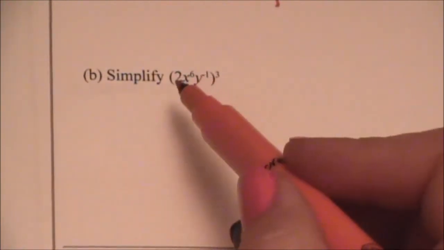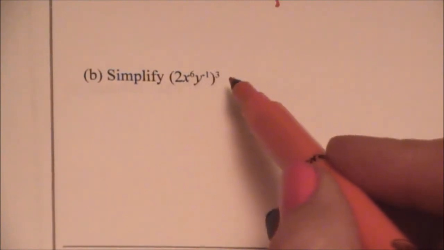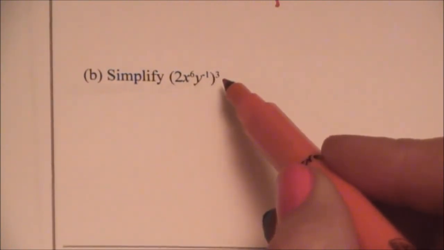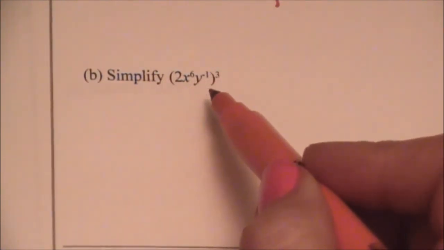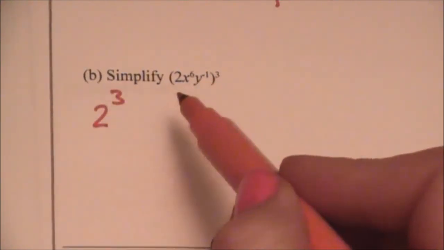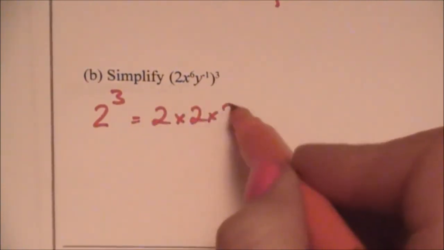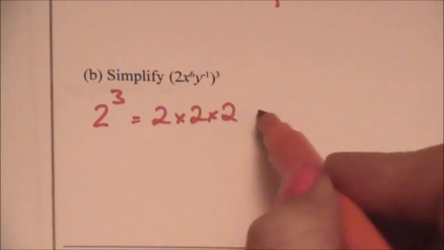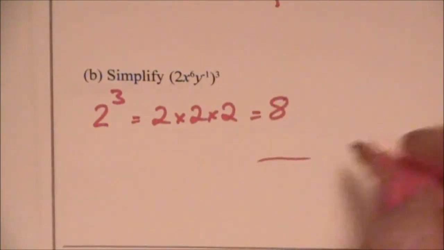Now, for 12b, we need to simplify 2x to the power of 6, y to the power of 1, all raised to the power of 3. Now, when you've got a power outside of the bracket, as with anything else outside brackets, it affects everything inside. So the first thing that power of 3 is affecting is my 2. So I've got 2 to the power of 3, which is equal to 2 times 2 times 2. 2 2s are 4, times by another 2 is 8.